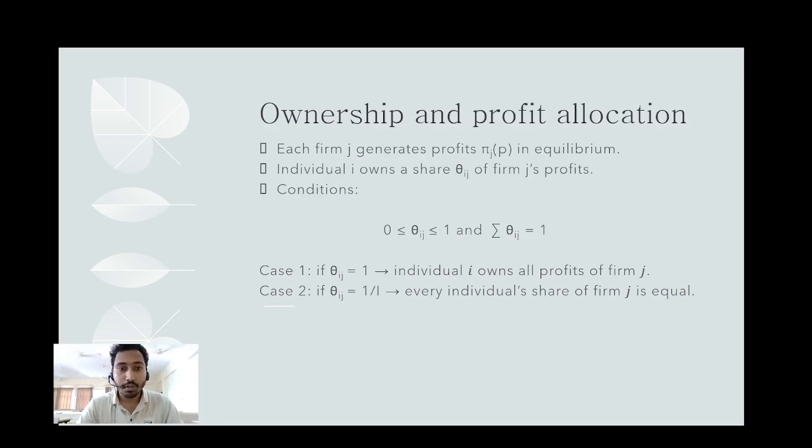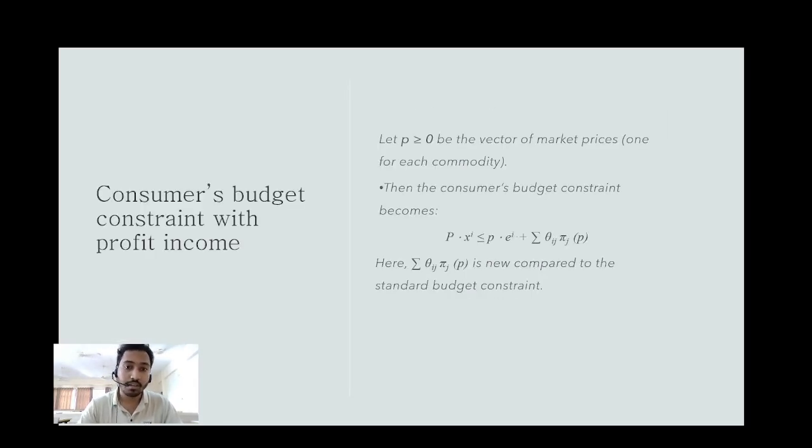Now I am going to talk about the next slide. Here we can see the next slide is covered with the consumer's budget constraint with profit income. So here let P be greater than or equal to 0. Here you can ask me what P is. Here P is the price vector, or vector of market prices. So the consumer's budget constraint must be P dot xi.